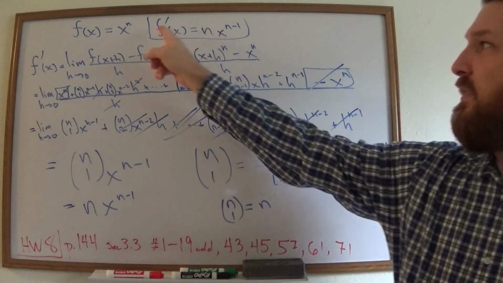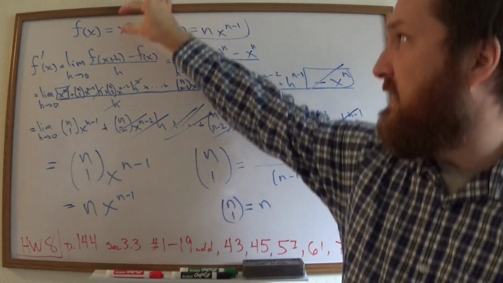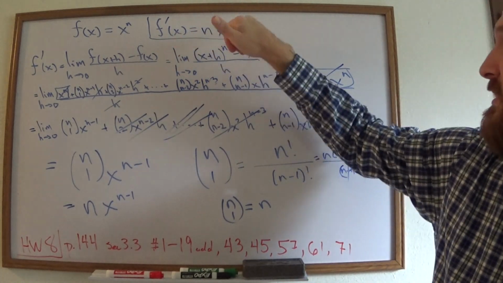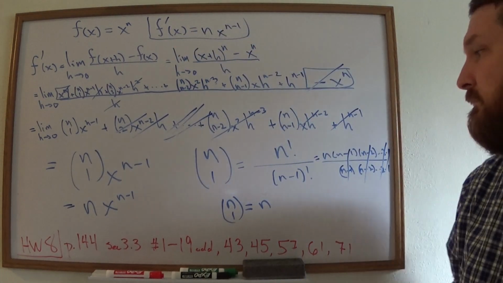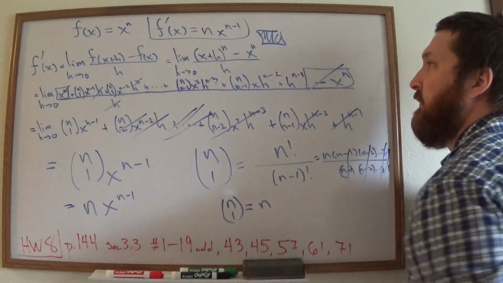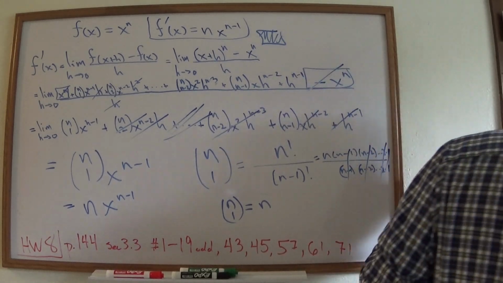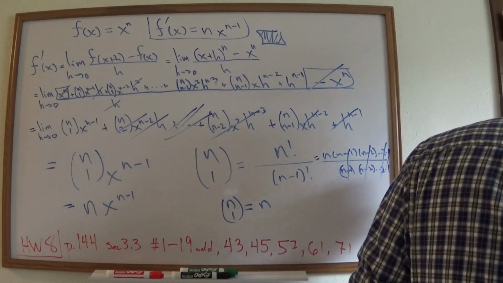And this is how I think about it: whatever power that is, it drops down, and then you decrease that power by 1. Everybody buy that? Proved. Has been proven. We proved it. Okay? So everybody with me on that?